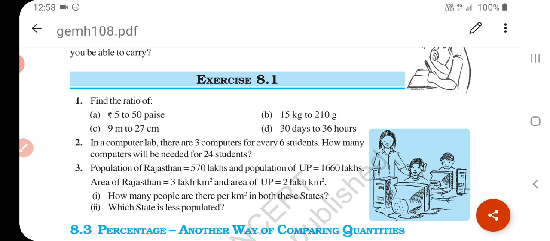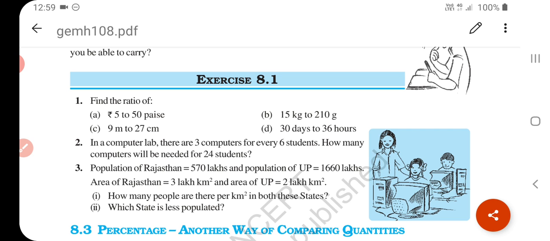आपको दिया हुआ है कि राजस्थान में पॉपुलेशन कितनी है और एरिया you know. Okay, so you have to complete it, write it down in proportion. So what you can do for Rajasthan, population is 570 lakh and area is 3 lakh kilometer square. So population per kilometer में कितना हो जाएगा? 570/3. So 190 lakh per kilometer. Okay, so 190 lakh 1 किलोमीटर में है तो 1660 lakh में कितना होगा?